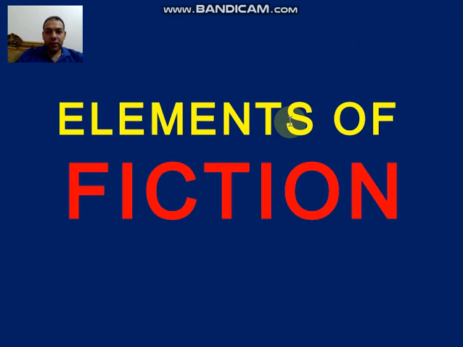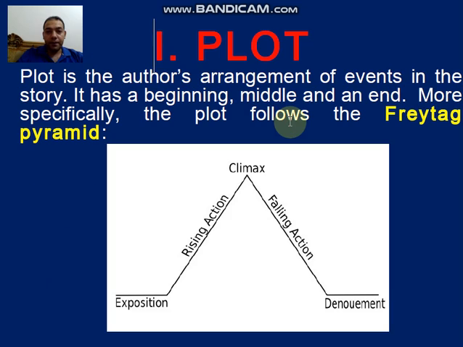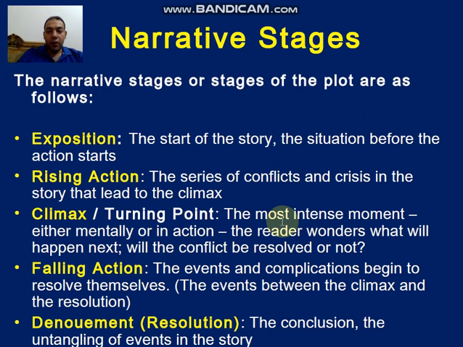And today's lesson is about the elements of fiction. So, the elements of fiction we have here: the plot, the setting, the characters, point of view, and the theme. When I ask you what is the plot, the plot is the series of events in a story, which starts with exposition, rising action, climax, falling action, and the resolution. Okay. We have narrative stages for the plot.